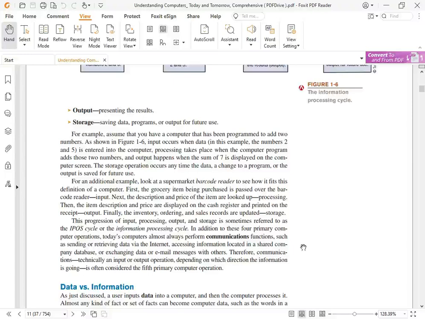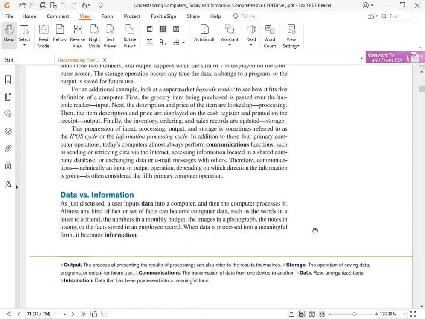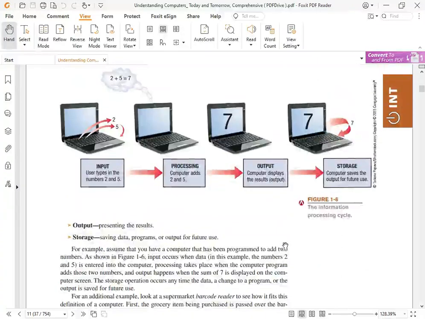Data versus information. As just discussed, a user inputs data into a computer, and then the computer processes it. Almost any kind of fact or set of facts can become computer data, such as the words in a letter to a friend, the numbers in a monthly budget, the images in a photograph, the notes in a song, or the facts stored in an employee record. When data is processed into a meaningful form, it becomes information. Figure 1-6, the information processing cycle.